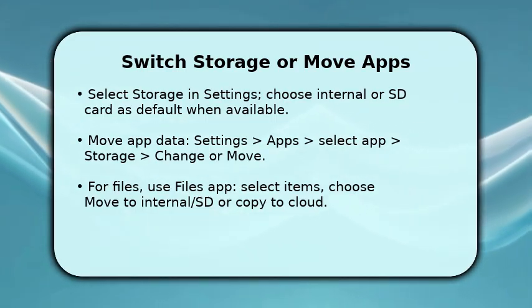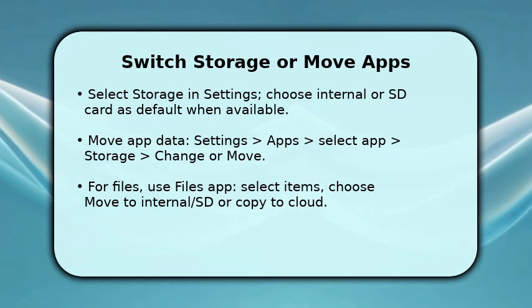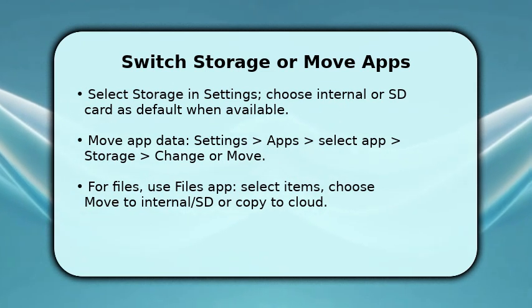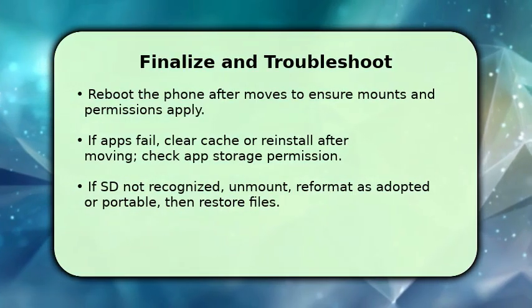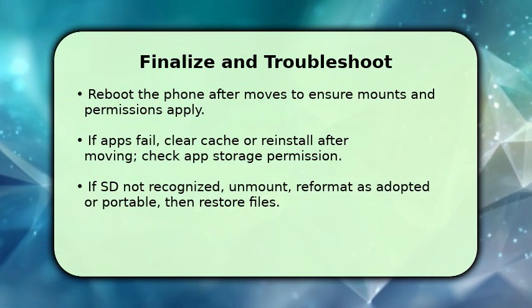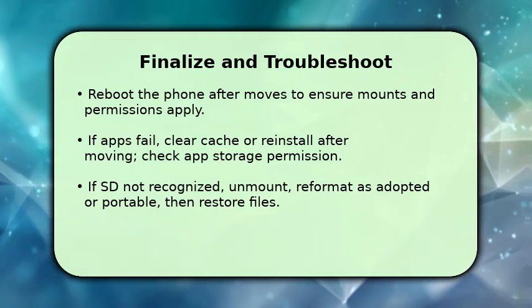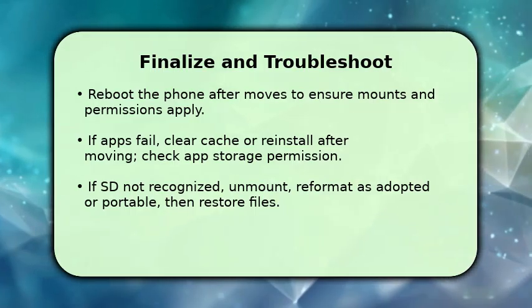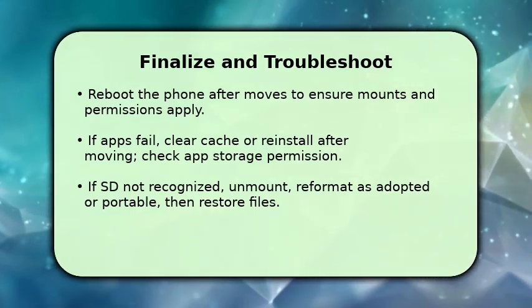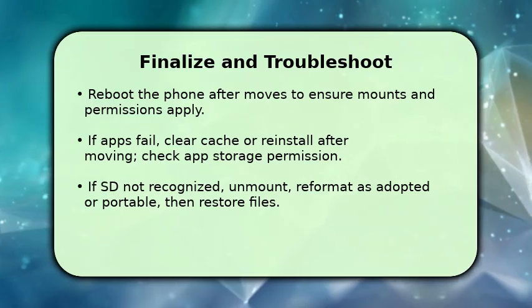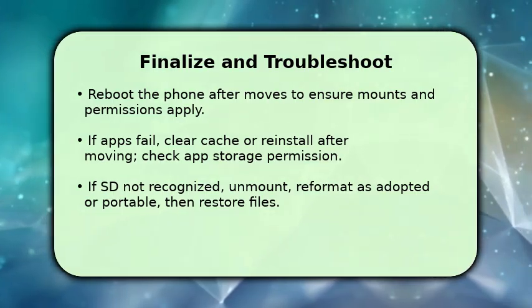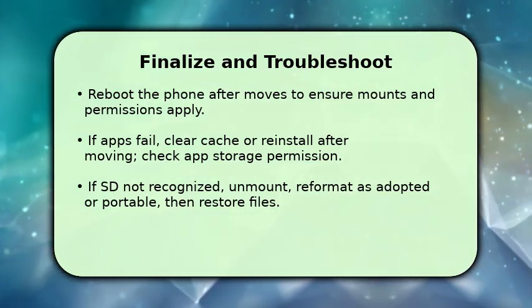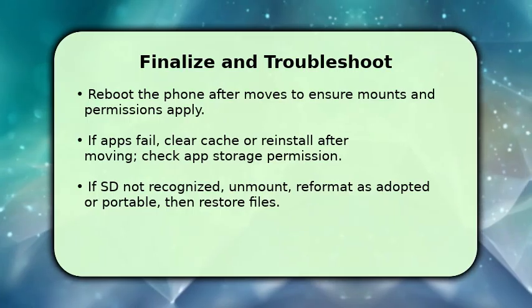Finish by rebooting so the system reapplies mounts and storage permissions. This often resolves app read/write issues. If an app misbehaves after moving, clear its cache, check storage permission, or uninstall and reinstall it to reset data pointers. If the SD card isn't recognized, unmount it from storage, then reformat as portable or adoptable based on your need. Reformatting erases data, so restore from backup afterward.